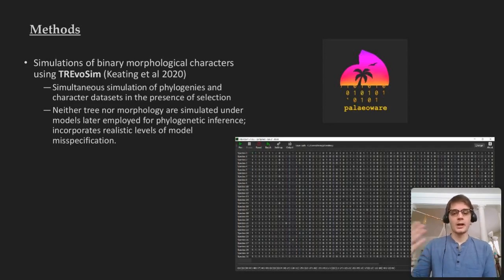And although we know that Markov models are very adequate approaches to model morphological characters, and we can also use birth-death processes to model the diversification history of organisms, we also know that empirical data sets often, if not always, deviate from these simplistic models. And so the analysis of morphological data always includes some element of model misspecification. And we sought to incorporate, similarly in this analysis, realistic levels of model misspecification as well.